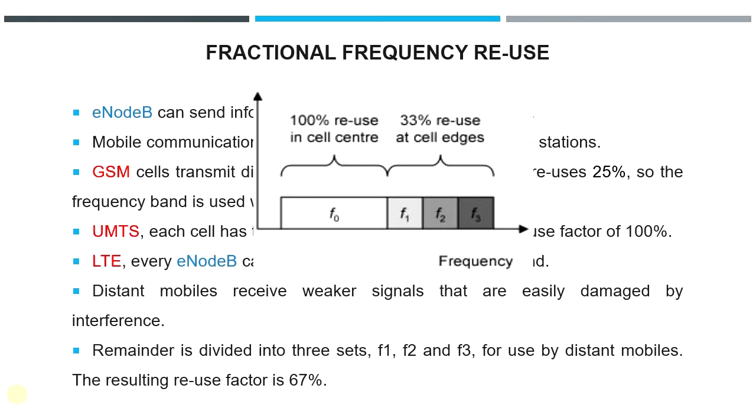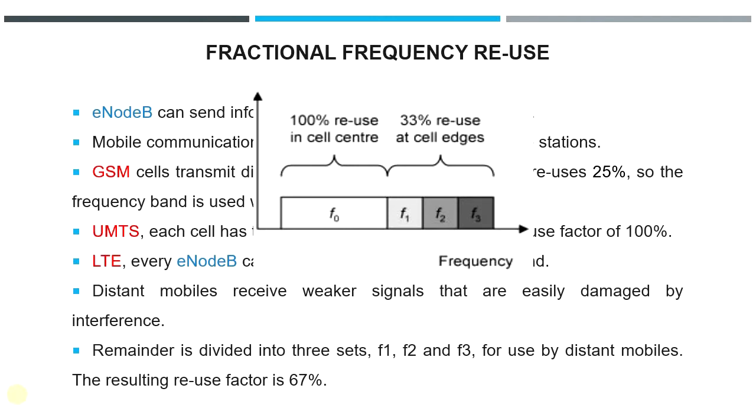In this figure, you can see a simple example in which every base station is controlling one cell and every cell is sharing the same frequency band. Within that band, each cell transmits to nearby mobiles using the same set of subcarriers, denoted F0. This works well because the mobiles are close to their respective base stations, so the received signals are strong enough to overwhelm any interference. Distant mobiles receive much weaker signals, which are easily damaged by interference.